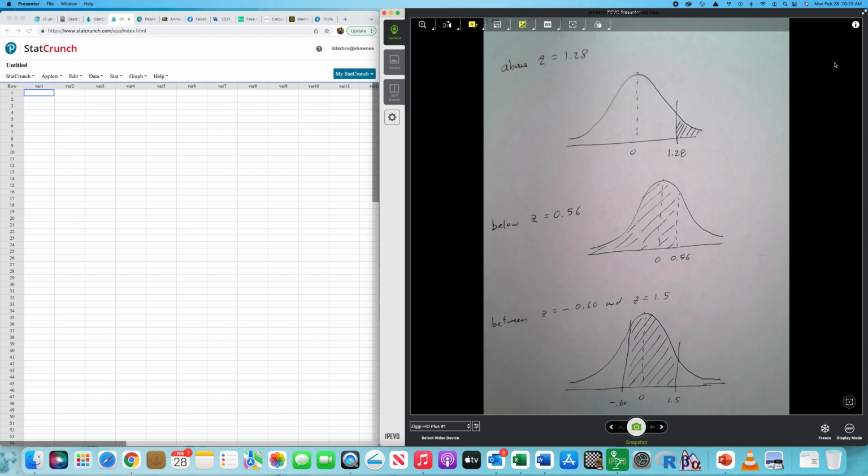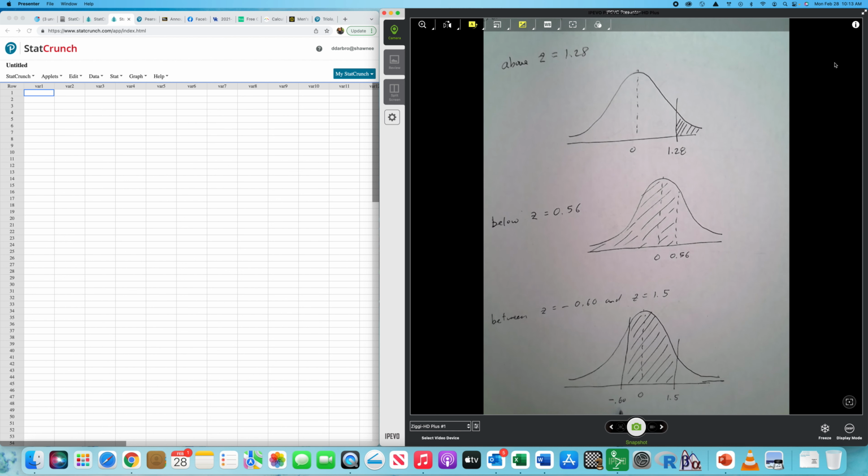And then sometimes we get into between two values. Negative 0.60 to 1.5. What's the area between those two values in a standard normal distribution? Well, that's equivalent to randomly selecting an object and a measurement and it being between these two values. It turns out this is super, super easy to do.